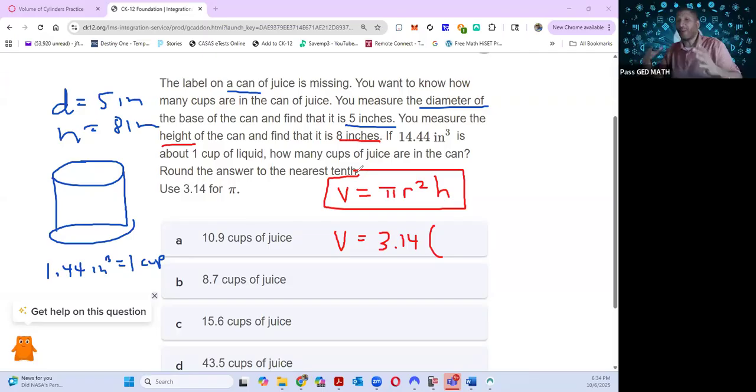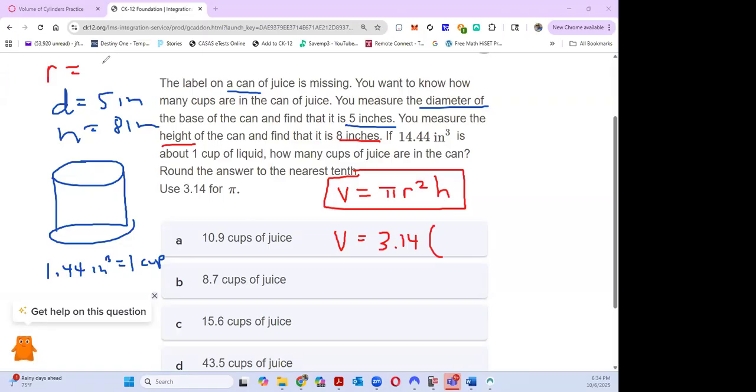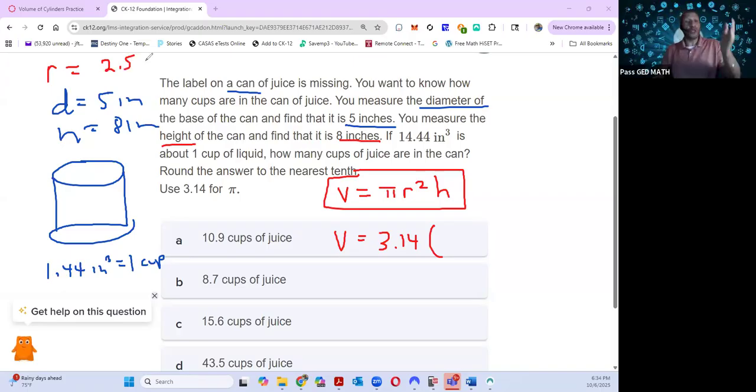This is what I'm saying to you. You can't just throw numbers in a formula. You have to understand that if they give you a diameter, the radius is half of that. What's half of 5? 2.5. If you don't know what it is, go in your calculator and divide by 2. So 2.5 is my radius squared.